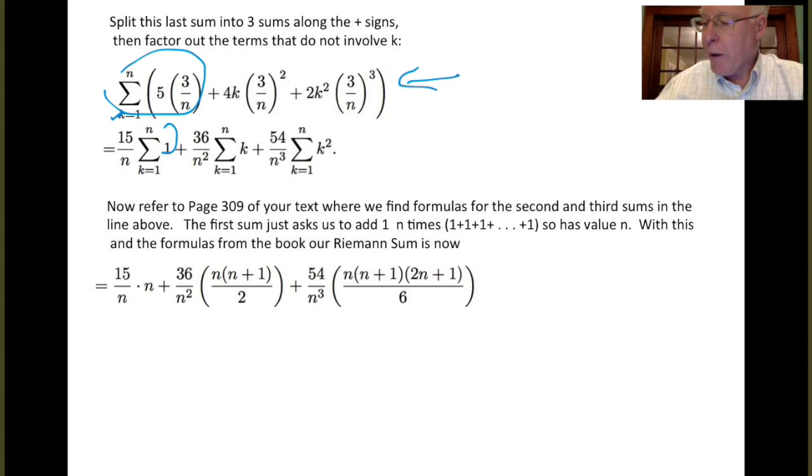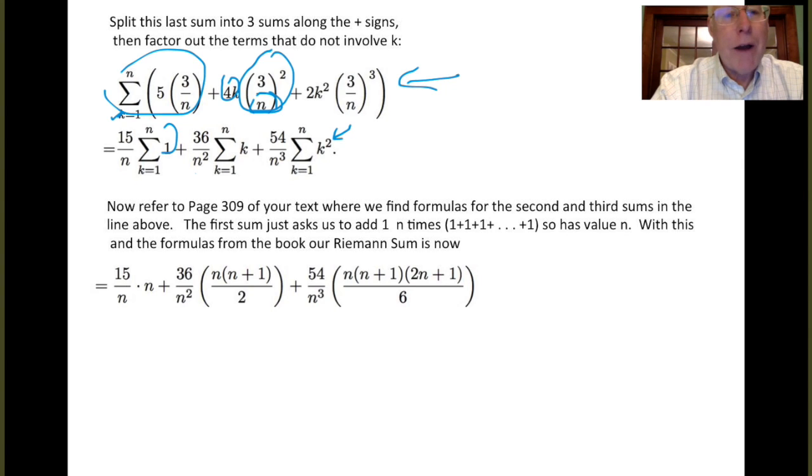The next term we had, 3 squared gives 9 times 4 is 36. So the 36 comes out in front. Likewise, the n squared down here doesn't involve k, so I factor it out of the sum too, because it's not going to change as k runs from 1 to n. And then the last term, 2 times 3 cubed is 54, and the n cubed comes out in front.